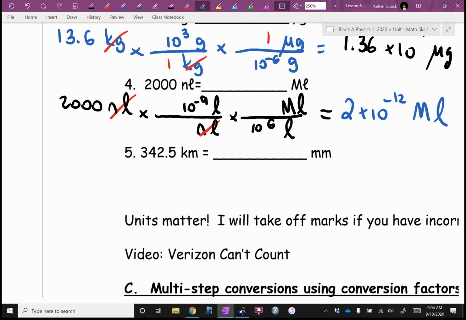Number 5, 342.5 kilometers to millimeters. Okay. I don't know how to start this. Oh, yes I do. Okay. I'm going to pause and freeze my screen so you can't see what I'm doing. Try this one on your own. Let's see if we end up in the same place. Screen frozen? Yes, it is.